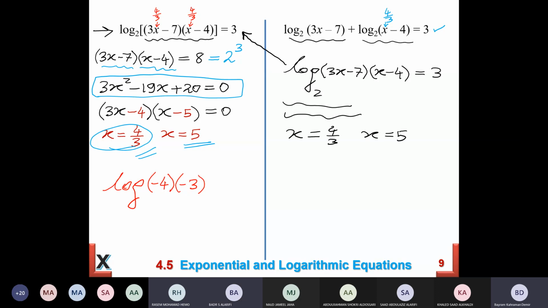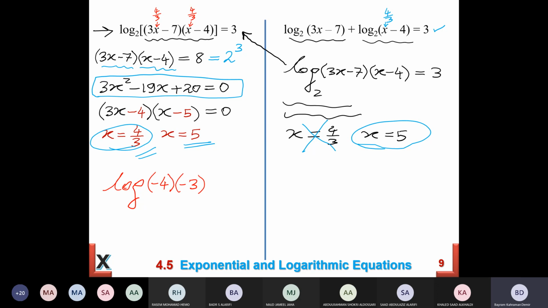No, of course. It will be negative now because it is separated. It is a logarithm of x minus 4. So x minus 4 should be positive. Therefore, the 4 over 3 is rejected, Shabab. The only solution for this equation is 5.